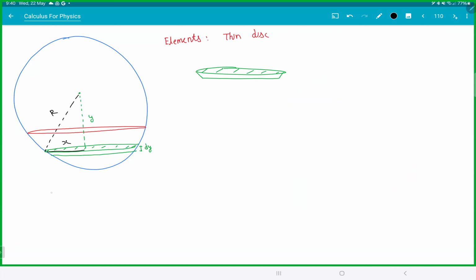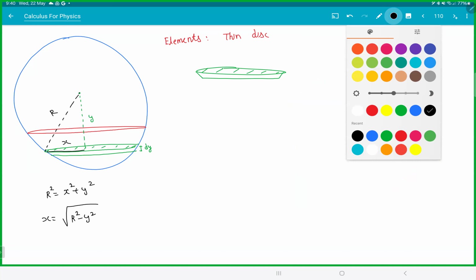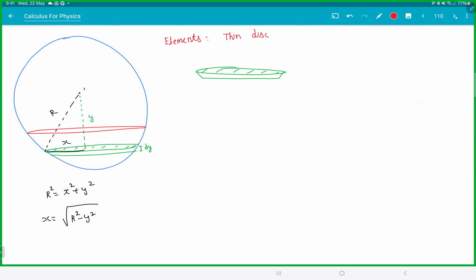Pythagoras theorem. R square is equal to x square plus y square. So x is equal to root over r square minus y square. This is the radius of the disk. What about the y coordinates? At this point, y is equal to 0.